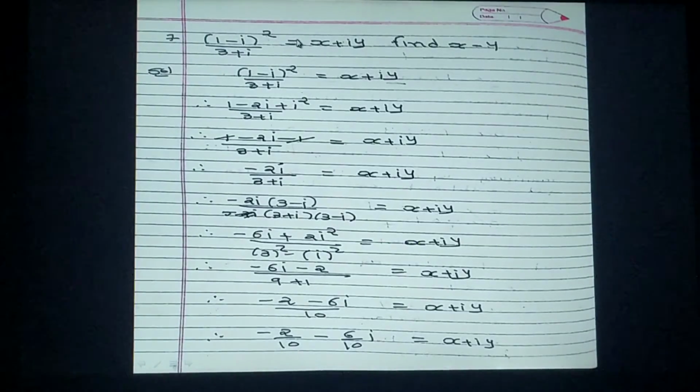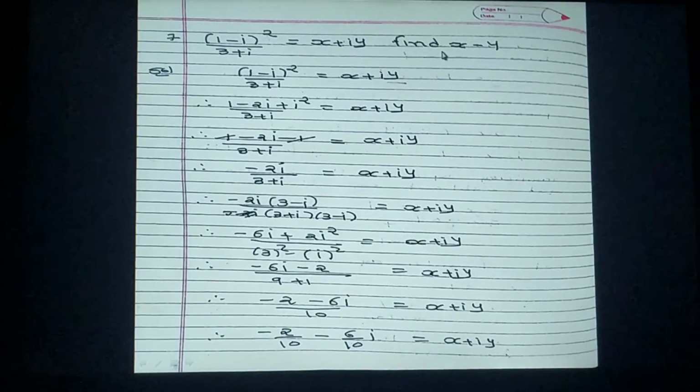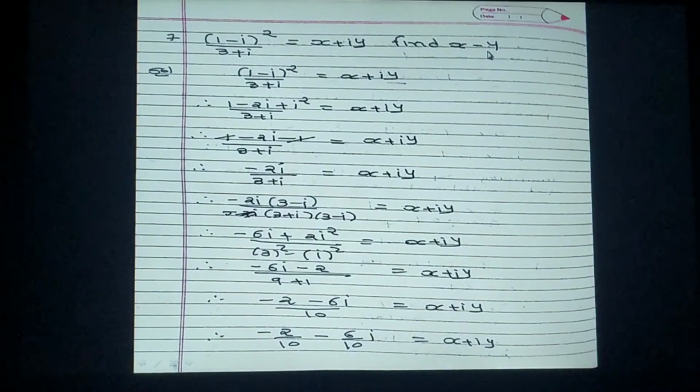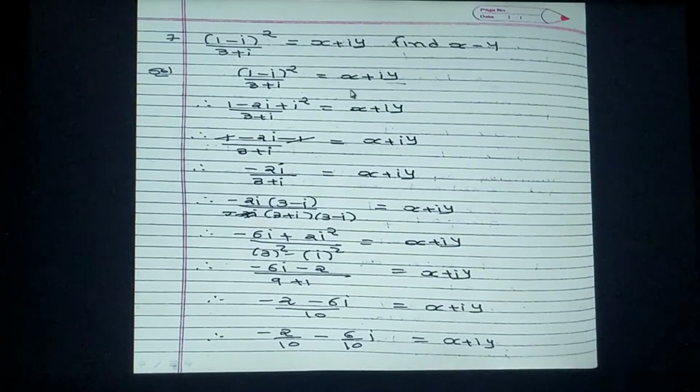Next, 1 minus i whole square upon 3 plus i is equal to x minus iy. Then find x minus y. Here we want to find x minus y. To find x minus y, we have to find first what is x and y. Let's see. 1 minus i whole square upon 3 plus i is equal to x plus iy.